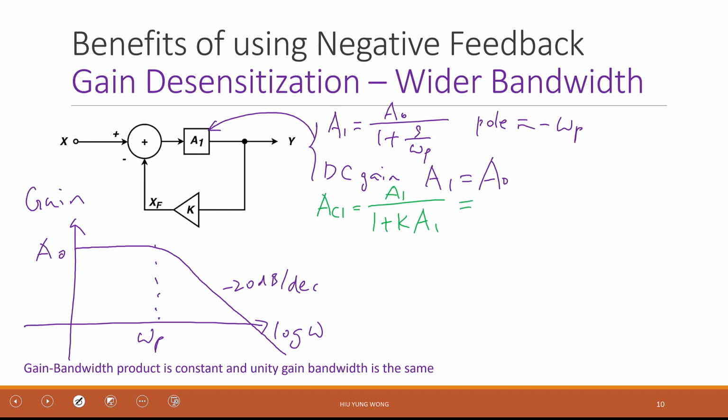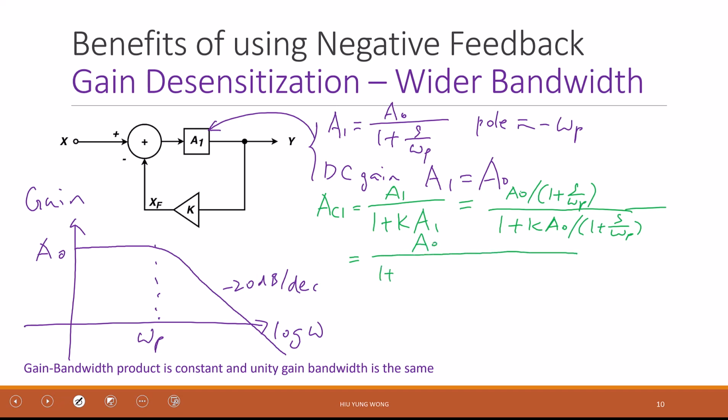Then I want to know its frequency response, so I'm going to substitute A1 into it. The top is A0 divided by 1 plus s over omega P, and the bottom is 1 plus K times A0 divided by 1 plus s divided by omega P. All I have done is just substitute A1 with this equation. Okay? Then just go through the regular math. I try to remove the 1 plus s over omega P. This is not a good way, but if we don't have insights, that is what I will do. Then this becomes this, right?